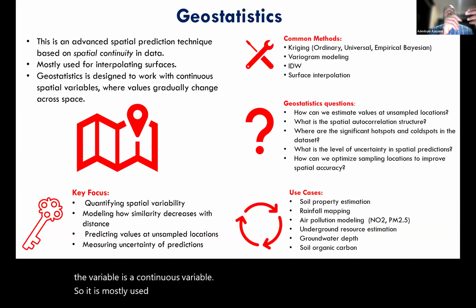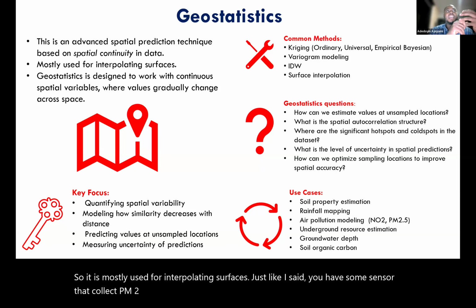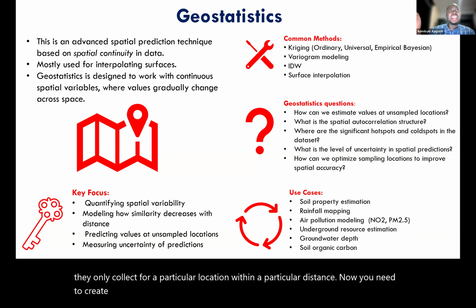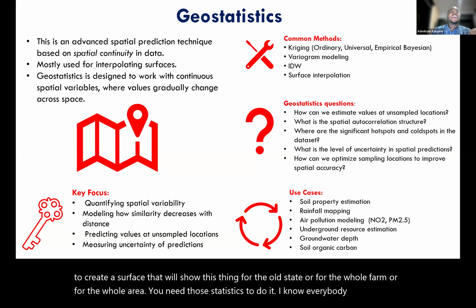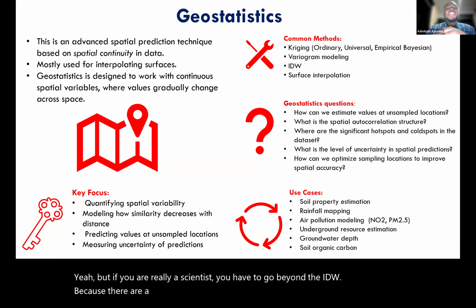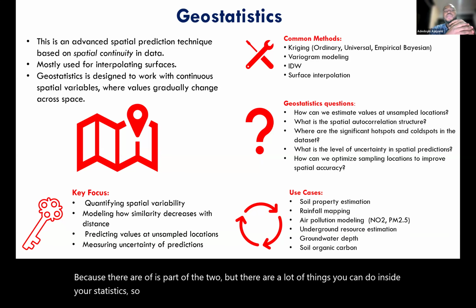Just like I said, you have sensors that collect PM2.5, air quality, and a lot of other data. Those sensors only collect for a particular location or within a particular distance. Now you need to create a surface that shows this for the whole state, or the whole farm, or the whole area. You need those statistics to do it. I think everybody uses IDW. But if you are really a scientist, you have to go beyond IDW, because IDW is part of the toolset, but there are a lot of things you can do inside geostatistics. Geostatistics is designed to work with continuous spatial variables.